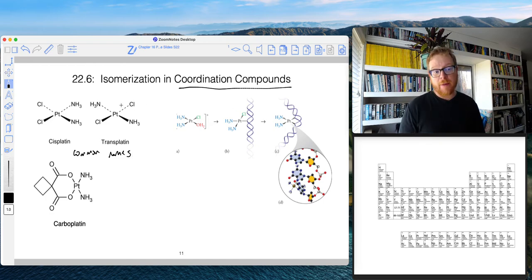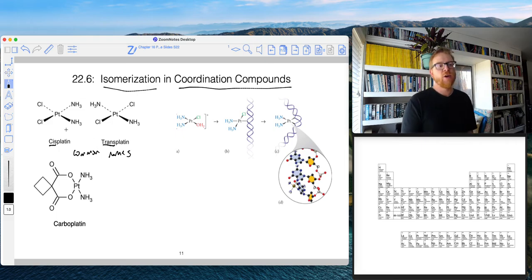These compounds are made from a central metal with Lewis base ligands, but because they are neutral, these two compounds are not charged. Instead of calling them complex ions, we call them coordination compounds. And we also notice here with this naming system, one version of this is called cisplatin, and the other version is called transplatin. And that has to do with their isomerization.